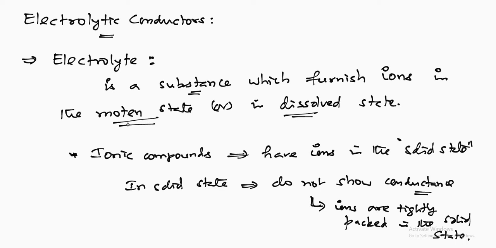Whereas if you melt the ionic compound, or if you dissolve the ionic compound in some solvent, what will happen? They produce ions. They furnish ions, right? So let me write on the next page. Students, observe carefully. You take ionic compound in solid state. In solid state they are insulators, I have told you. In solid state, ionic compounds behave like insulators. They do not show any conduction.